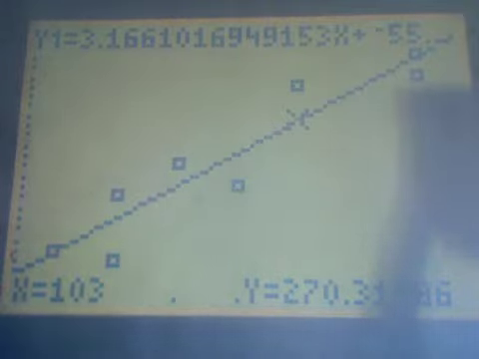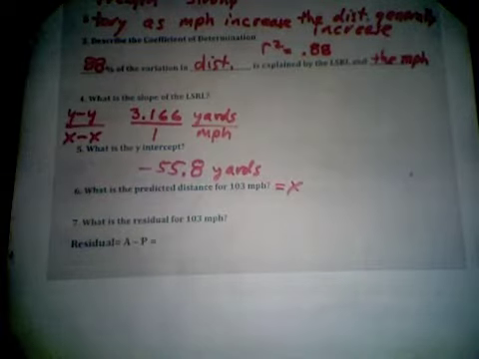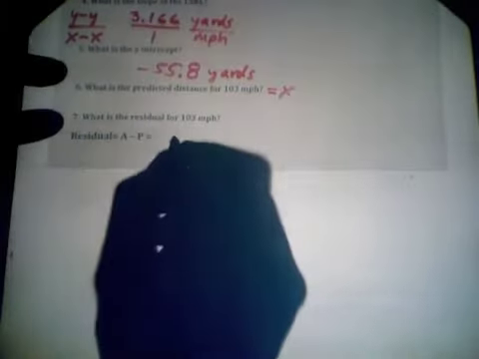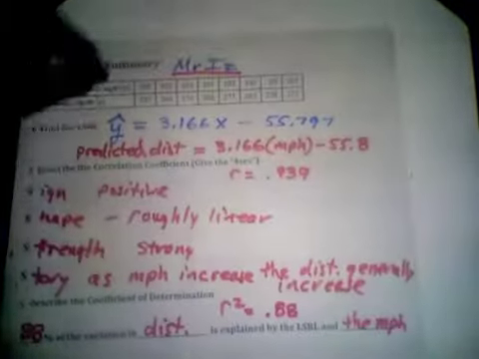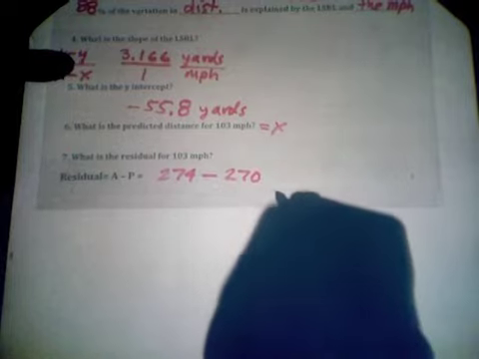All right, last is to show you about the residuals. If you're asked to calculate a residual, residual is the actual minus the predicted, and convenient for people taking AP stats, AP can be easily remembered. So for the distance, you'd have to go all the way back to the beginning. 274 was the actual distance that the golf ball traveled. The predicted distance we just found out was 270.3.